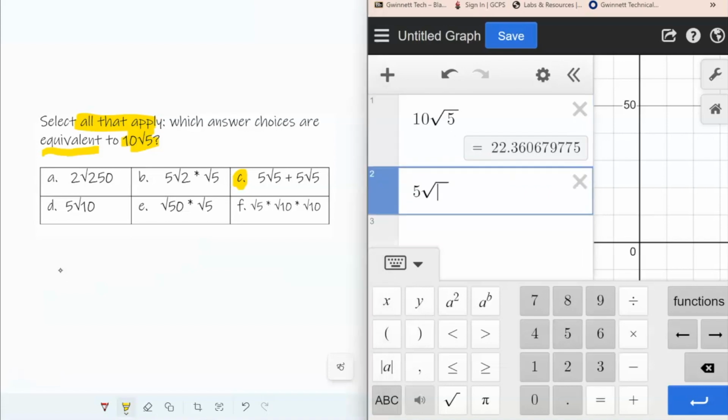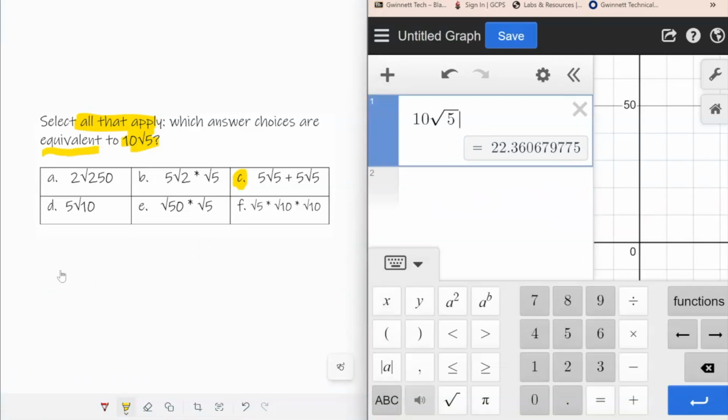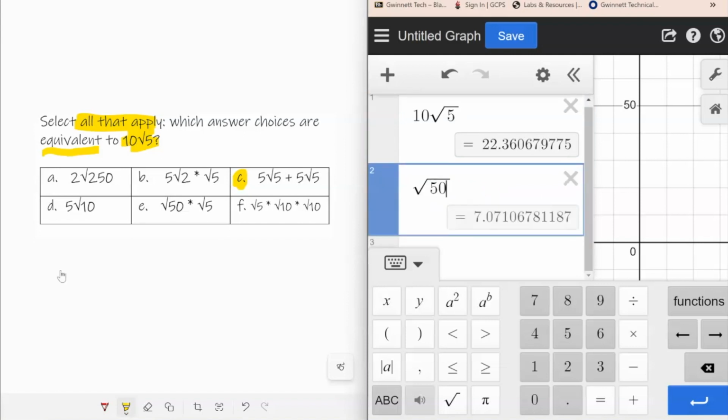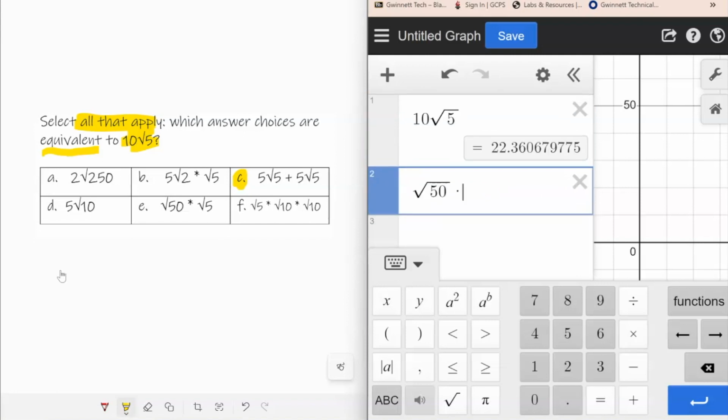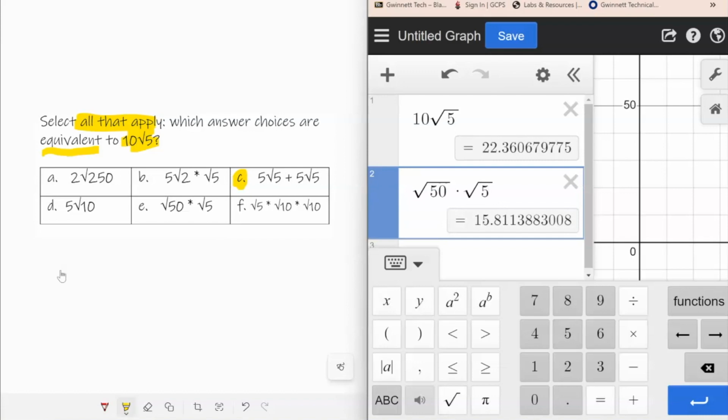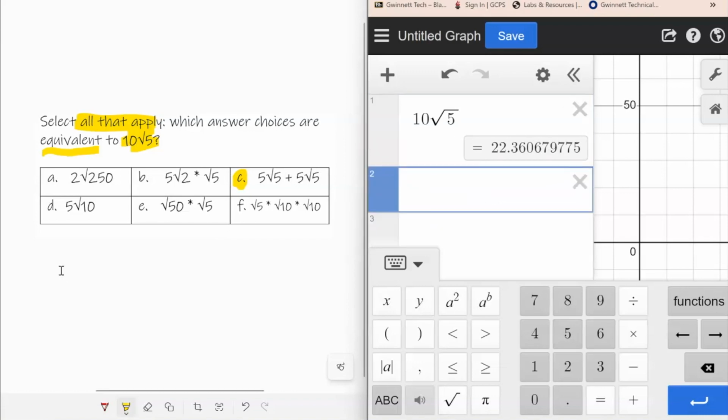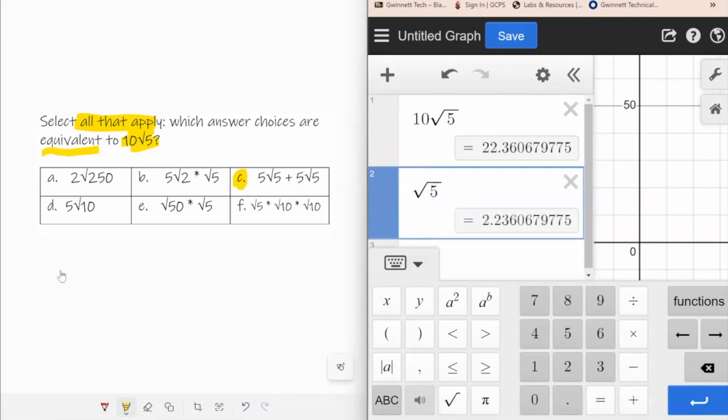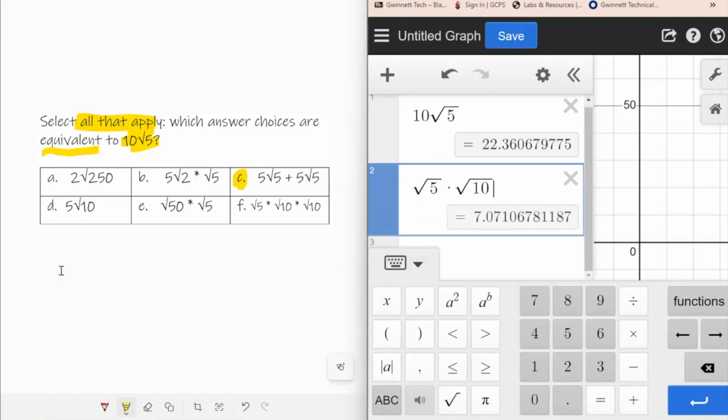So 5 radical 10. Nope. Next one, radical 50 times radical 5. Nope. Next one, or the last one, radical 5 times radical 10 times radical 10. Yes. Okay, so I have two answers, C and F. So again, when you have a multiple choice, you're putting it in the calculator, both question and answer, and it's just matching it up. So let's see you do one.